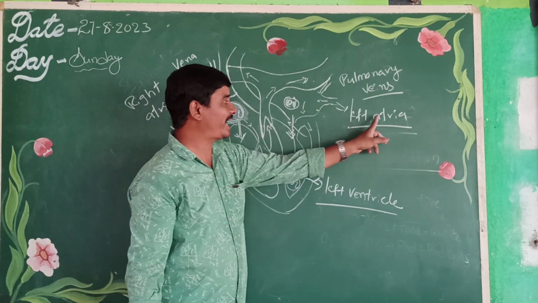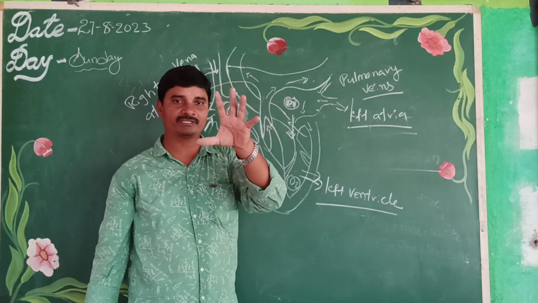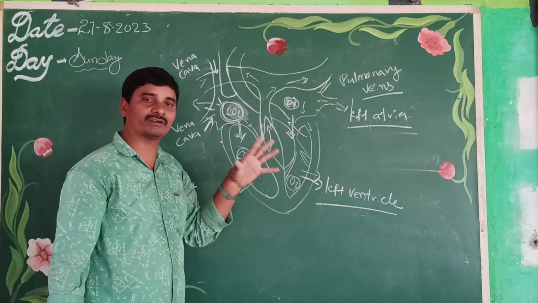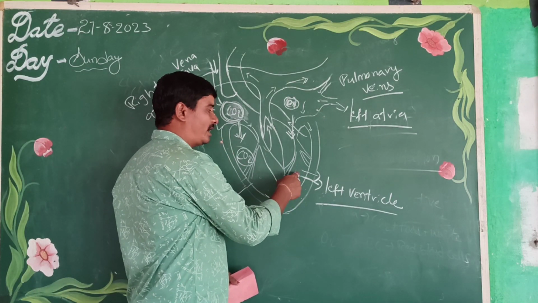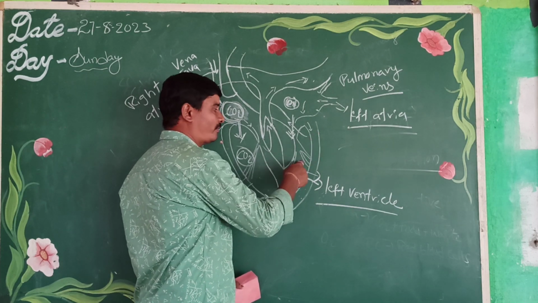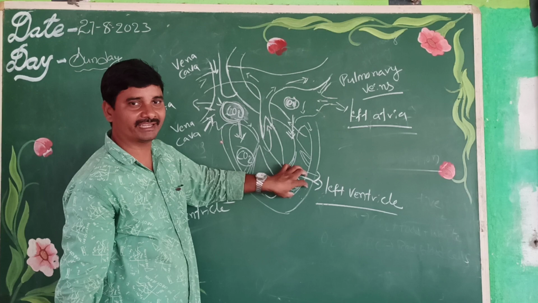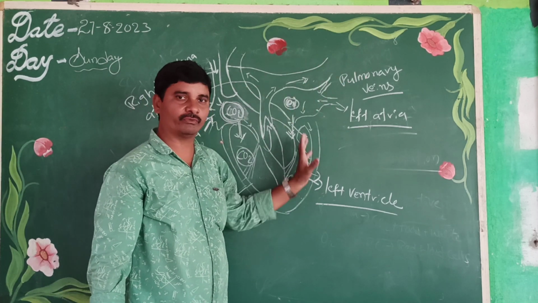Then the left atrium, the upper chamber, relaxes. So children, when the left ventricle contracts, oxygenated blood is pushed from the heart to the outside. Outside means this oxygenated blood is sent to your body parts.